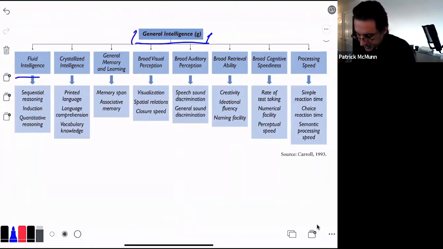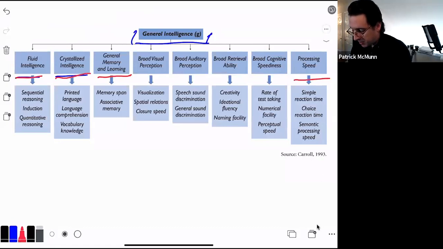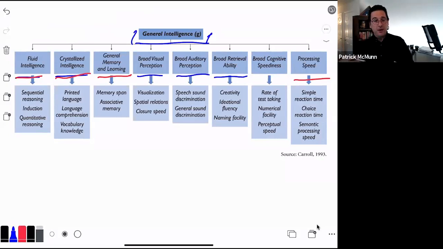Spearman posited something very similar with, let me actually use a different color, fluid intelligence, crystallized intelligence, and general memory. And I think processing speed was the other area that Spearman had thought about. So they added a couple more here, looking at broad visual perception, broad auditory perception, and broad retrieval ability. And within each one of these distinct patterns, they were able to come up with tasks or tests that look at these.